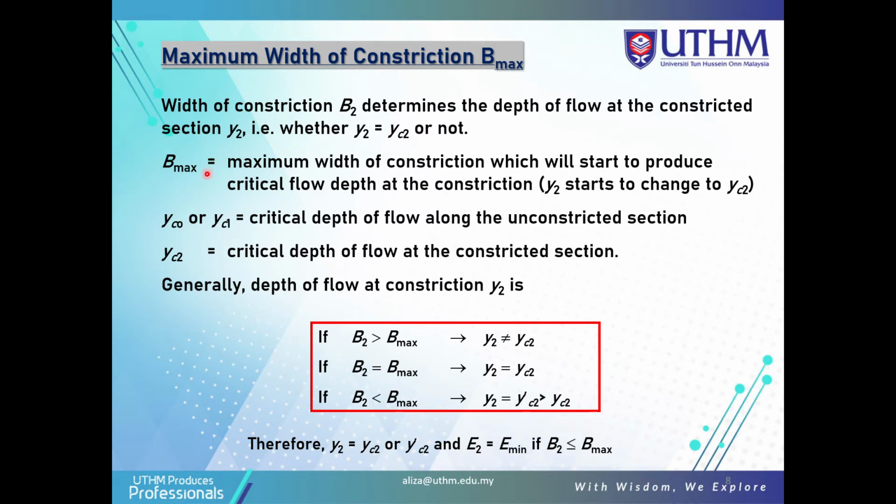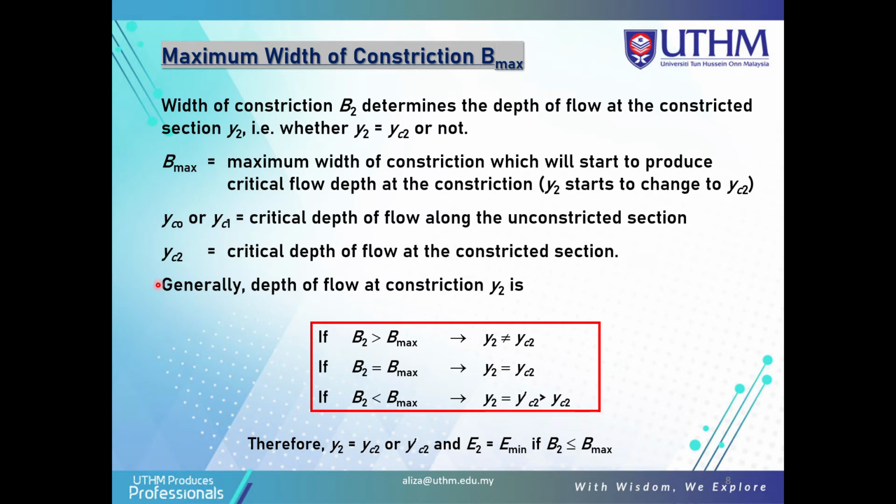Okay, so the B maximum is the maximum width of constriction which still starts to produce critical flow depth at the constriction. So Y2 starts to change to Y critical at 2. Okay, so Y critical at normal here, or Y critical at 1, is the critical depth of flow along the unconstricted section. Okay, so YC2 is the critical depth of flow at the constricted section.